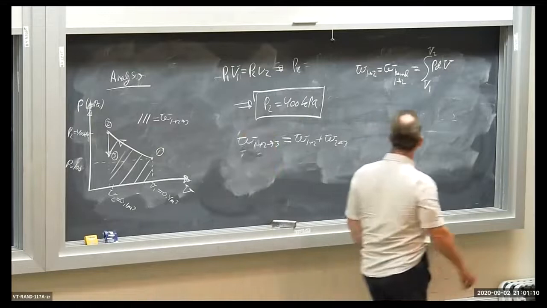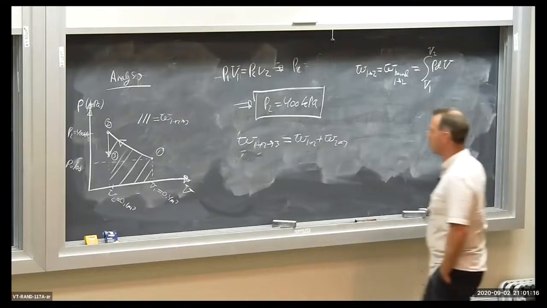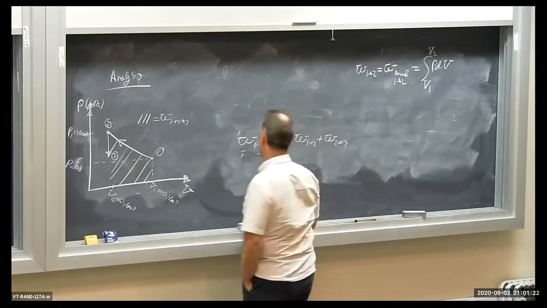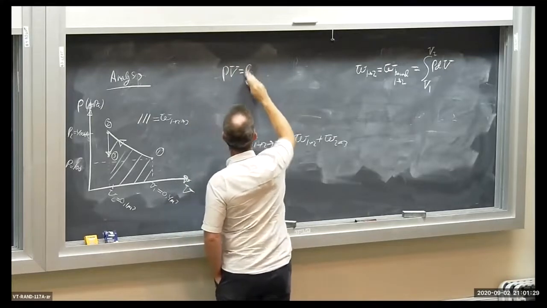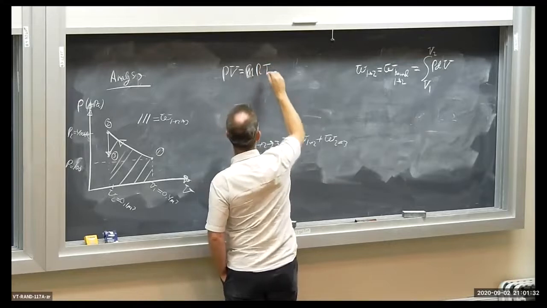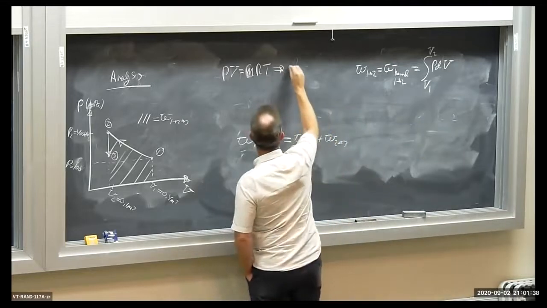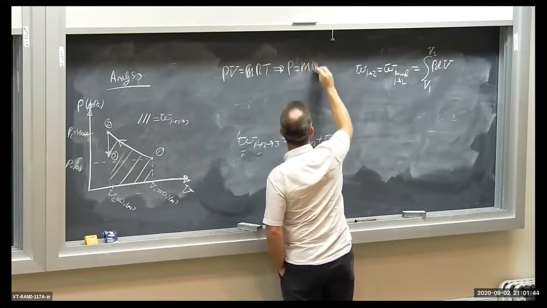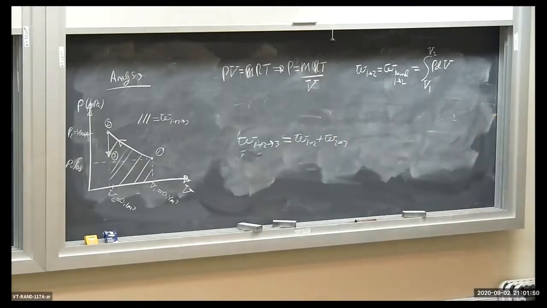Now, I need to get pressure as a function of volume somehow. Note that the ideal gas law is valid. PV is equal to mRT. And that means pressure is equal to mass times the gas constant R times T divided by the volume. P equals mRT over V.